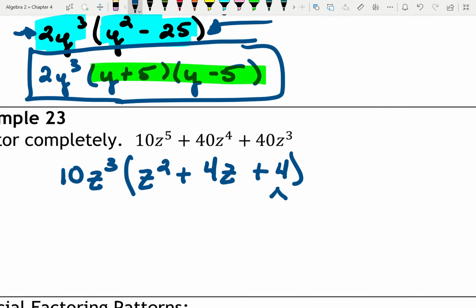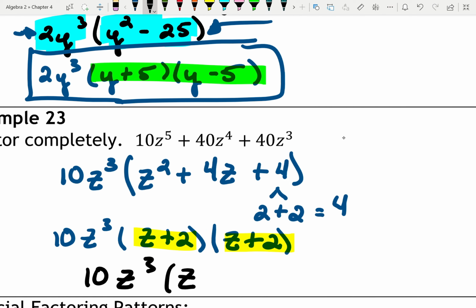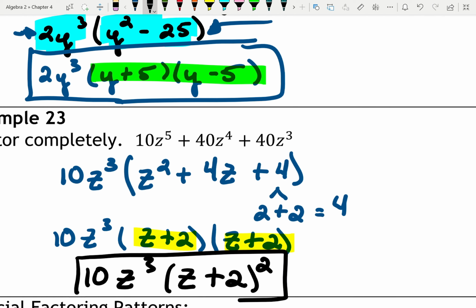I try to factor this like I did the first one. I can get 2 and 2. 2 times 2 is 4, and 2 plus 2 is also 4. So this will be 10z cubed, and then z plus 2, and then another z plus 2. Now, when you have a repeated factor like this does, right, we have z plus 2 not just once but twice, we want to put that together. So we'd say 10z cubed, and then z plus 2 squared, right? To square means to have it twice, to multiply it by itself. And this is going to be our final answer.